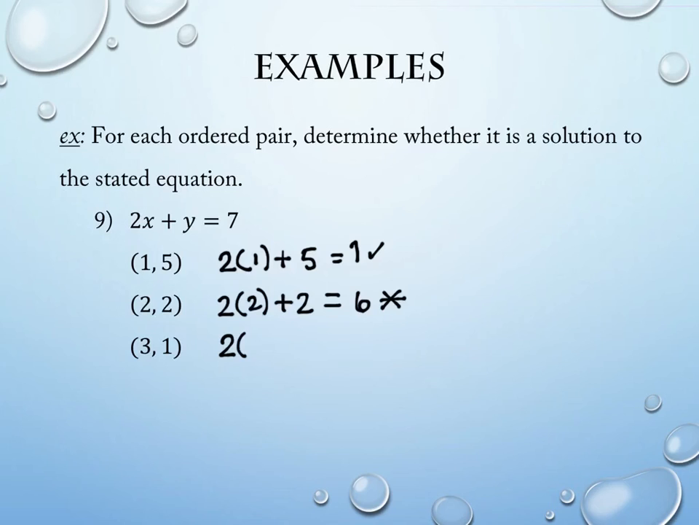And the last one we're going to test is 2 times 3 plus 1. Not 2 times 1, just 1. There we go. And 2 times 3, of course, is 6, plus 1 is 7, and so that one also checks. So of those 3, those are the 2 that are solutions.